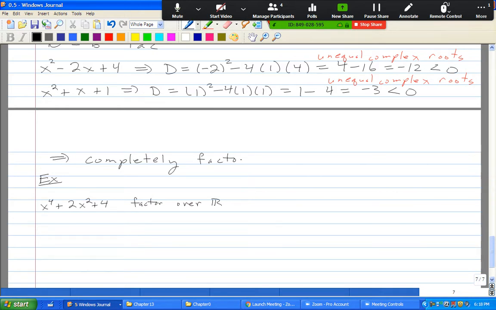Over the reals. Okay, so let's look at the following example. x to the fourth plus 2x squared plus 4. Let's try to factor this over the reals. So let's try to do this.